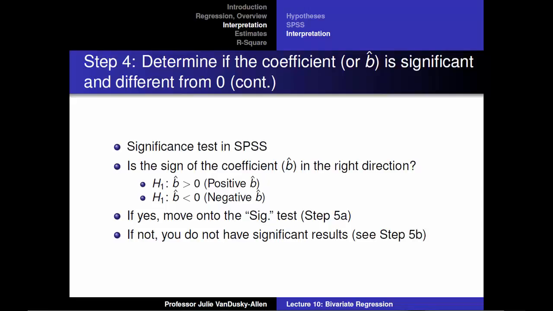Now that I have shown you the intuition behind a significance test for a coefficient b hat, I will show you how to determine whether a coefficient is significant based on SPSS output. First thing you need to do is determine whether the coefficient b hat has the correct sign. If your alternative hypothesis said that b hat should be greater than 0, then the coefficient should have a positive sign. If your alternative hypothesis said that b hat should be less than 0, then the coefficient should have a negative sign. If it has the right sign, then you move on to the directions in the next couple of slides. If it does not, then you move on to step 5B, which I will discuss later.